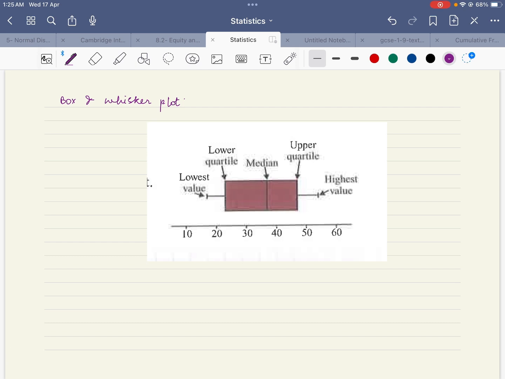Moving forward, box and whiskers plot. This is another representation of data. How do we make box and whiskers plot? This is the lowest value, the whisker. Whiskers are these lines. This is the lowest value, this is the highest value. When you make the box, this is lower quartile or Q1. This ending part of the box is upper quartile or Q3, and the middle line is the median or middle of the data or 50% of the data. How do we draw it? Let's have a look.